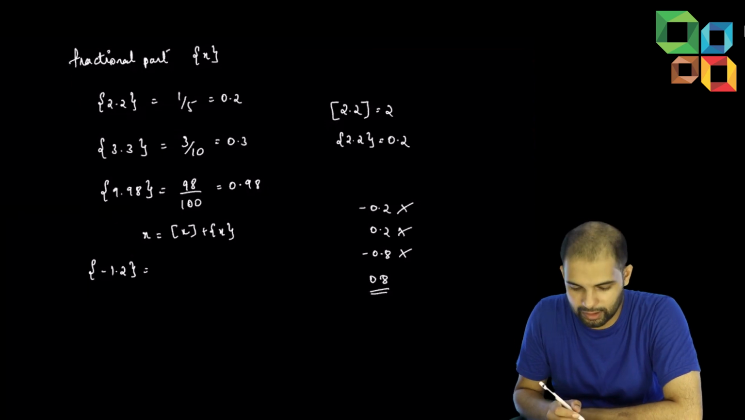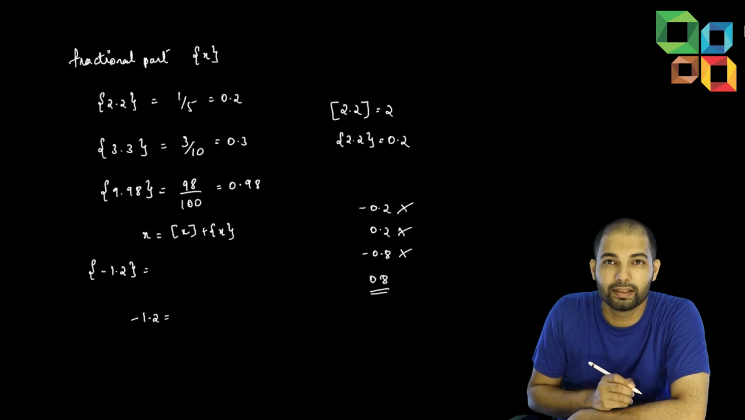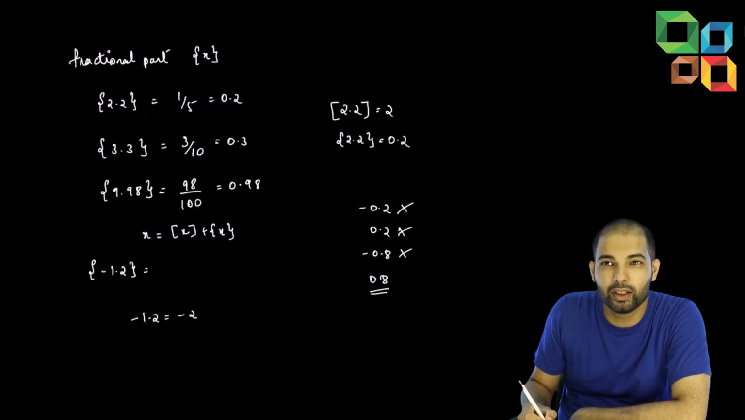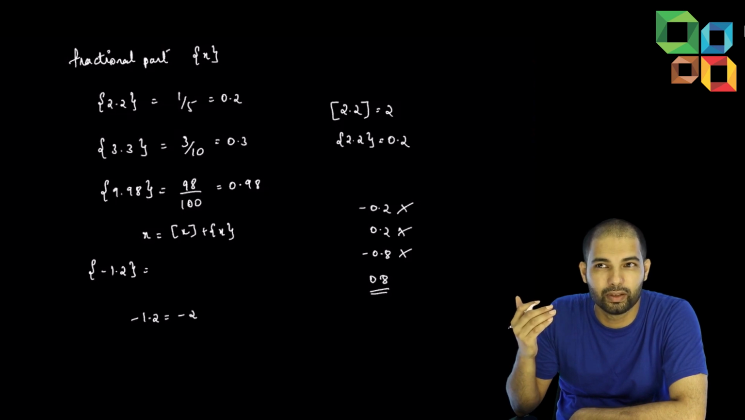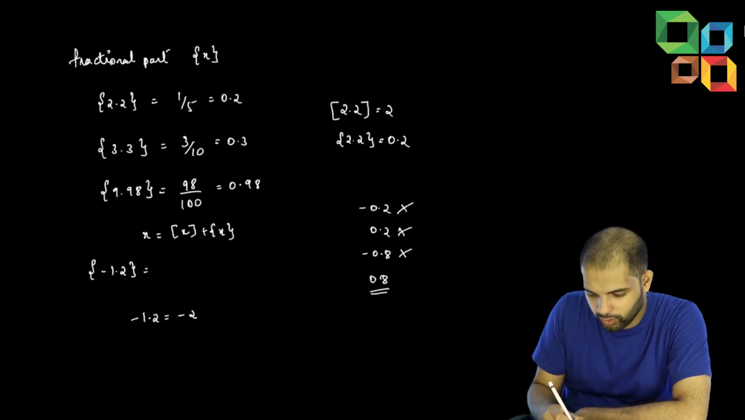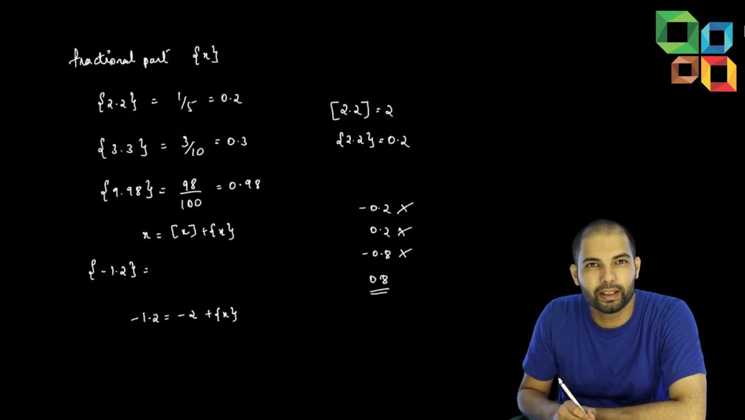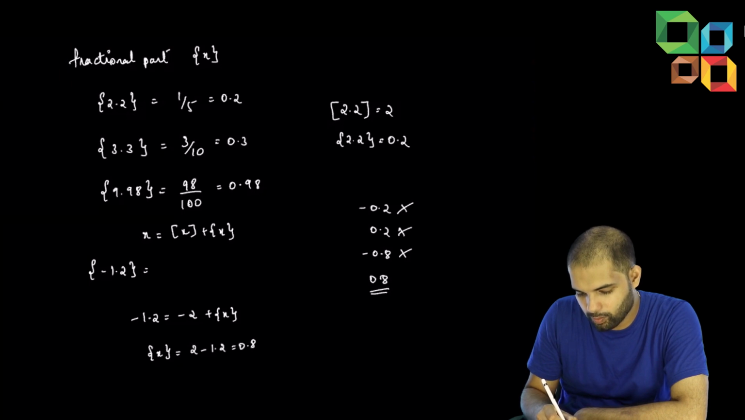Can we see how it comes? What is x? x is minus 1.2. So the integer part is minus 2. This we all agree. Not minus 1, minus 2, because the integer should be less than that number. We have already seen this from the definition. We can't have greater. So the remaining part is the fractional part. Take minus 2 to the other side, it will be 2. So 2 minus 1.2, which is 0.8.